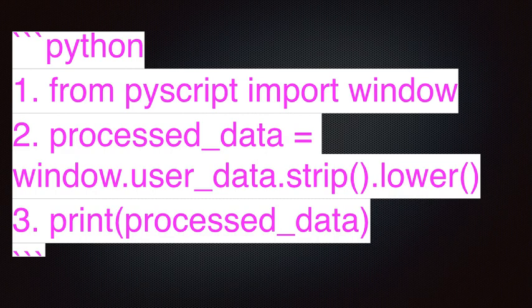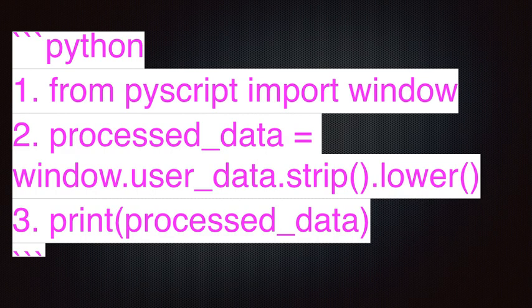The part that says window.user underscore data, here we're accessing an attribute named user underscore data of the window object that we imported in the previous line. So we are making an assumption here. The code is assuming that somewhere in the JavaScript code of the HTML page, a variable has been defined and assigned a string value. So PyScript makes this JavaScript variable accessible to the Python code through window.user underscore data.